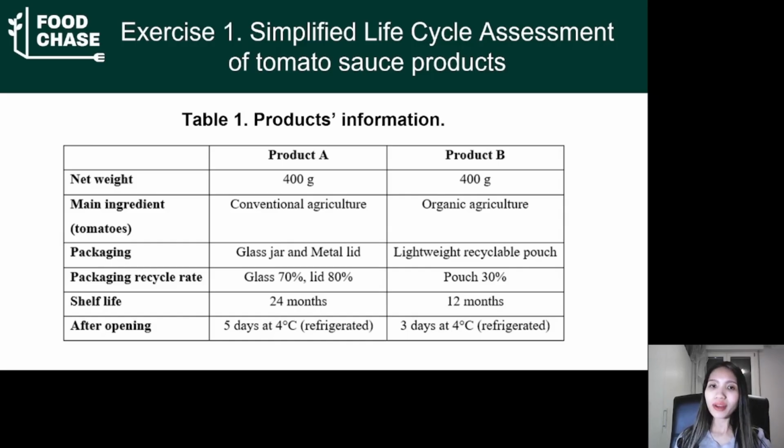In case of product A, the rate is much higher than product B. And also the shelf life of product A is twofold compared to product B. After opening, product A can last 5 days at 4 degrees, so in the fridge, while product B only lasts 3 days at the same condition.